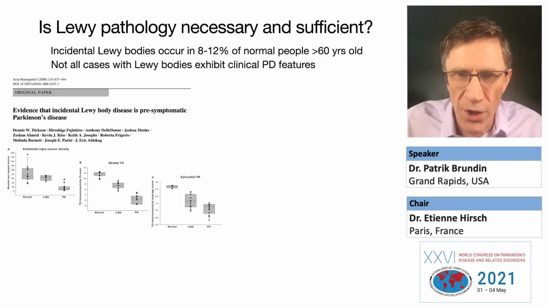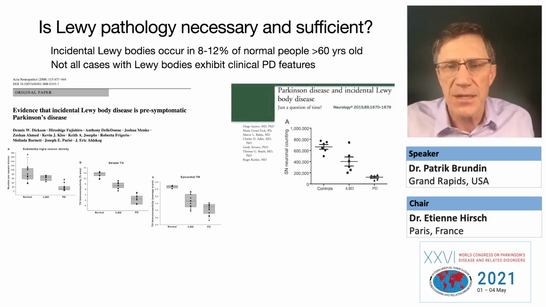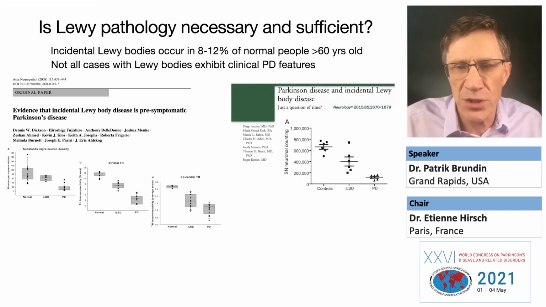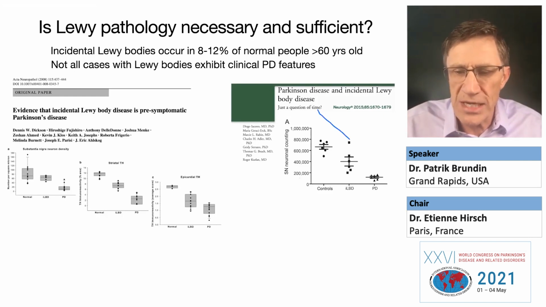And this is not a one-off paper. There have been other papers, this paper here from Roger Kurlan and Tom Beach group, showing a very similar observation where there is a gradual, it would seem, a gradual decline of nigral dopamine neurons from normal through incidental Lewy body disease to Parkinson's disease.